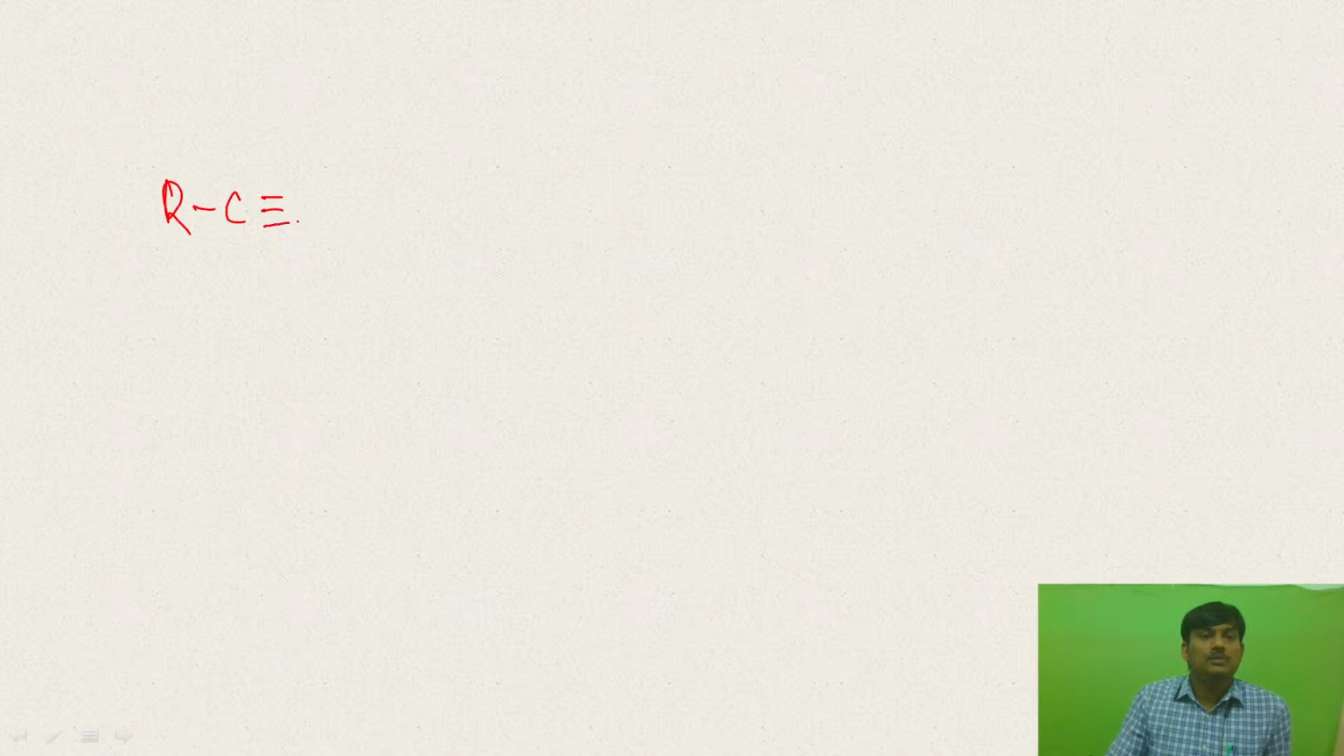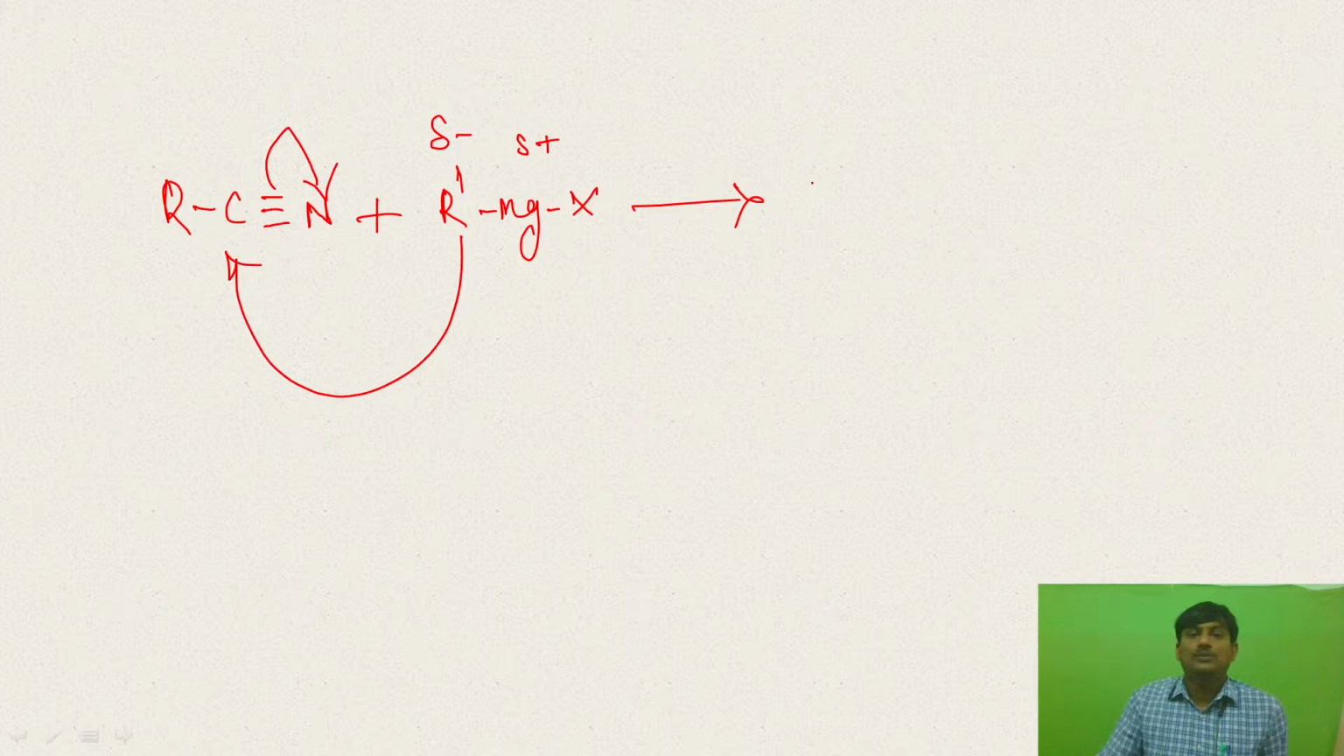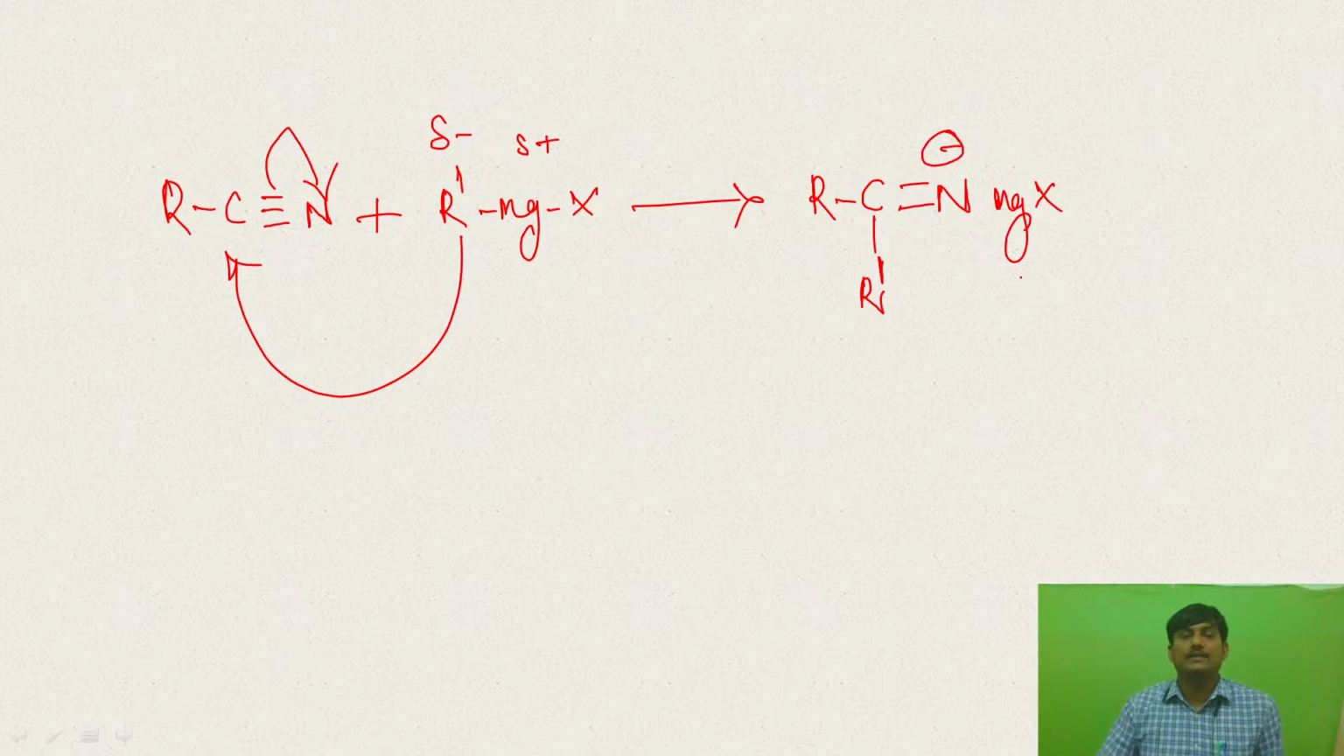But in this method you have to take equal moles of hydrogen cyanide and alkyl magnesium halide. Suppose you take alkyl cyanide, RC triple bond N, and react it with the alkyl magnesium halide, RMgX. Here this one has a negative charge, this one has a positive charge, and this one attacks the carbon, so RC double bond, and here we have R dash with a negative charge, and this one is MgX.